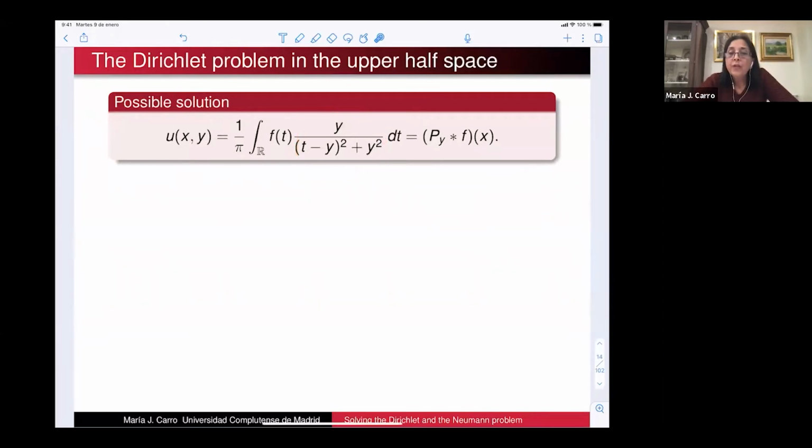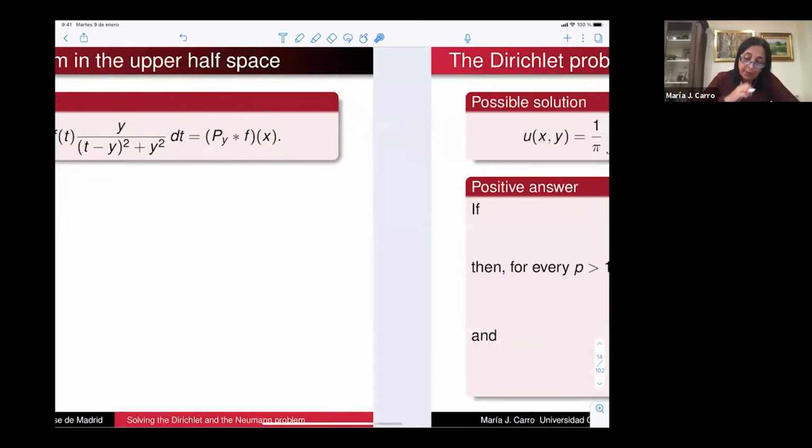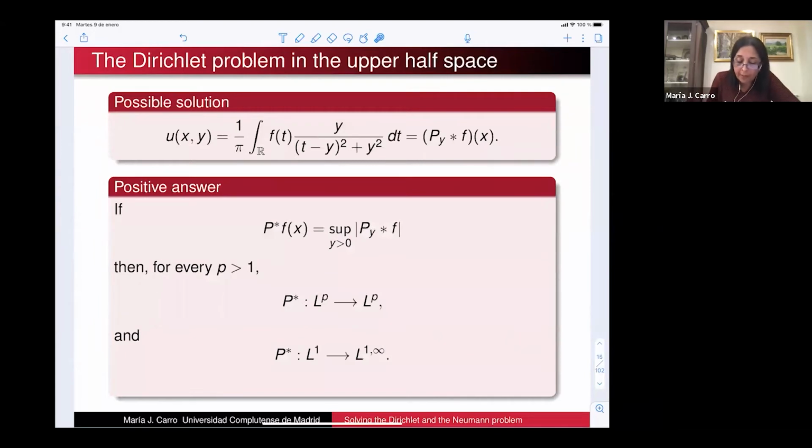And therefore, if we consider the convolution operator of the Poisson kernel with the function, then this function is going to be harmonic. And the point is that if we consider the maximal operator, here I have written the case where we are only interested in vertical convergence. So let's say the supremum over y bigger than 0. Then this operator is bounded from LP into LP, and it is bounded from L1 into weak L1.